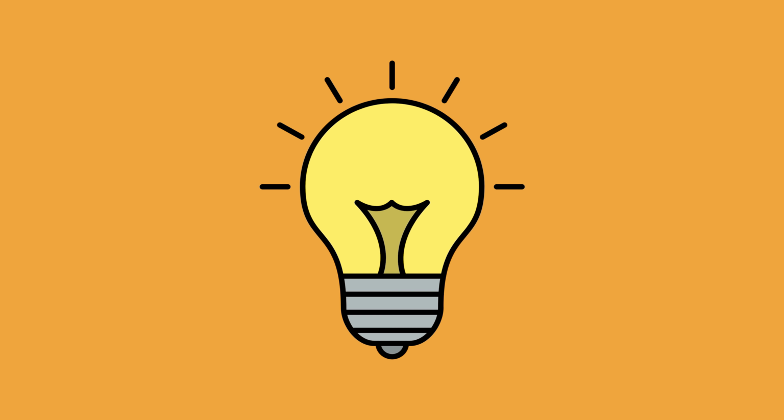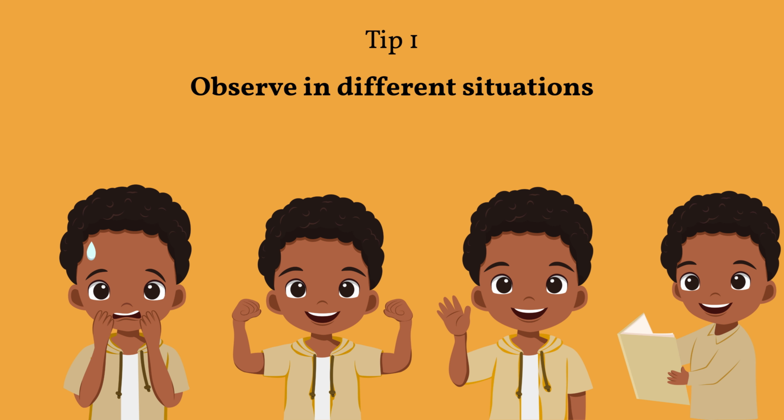Finally, we will give you some tips. These tips are important to remember when observing and describing a child's developmental level. Tip 1. Observe in different situations. A child does not always show everything to everyone. Observe at different times, during different activities, and with different supervisors.